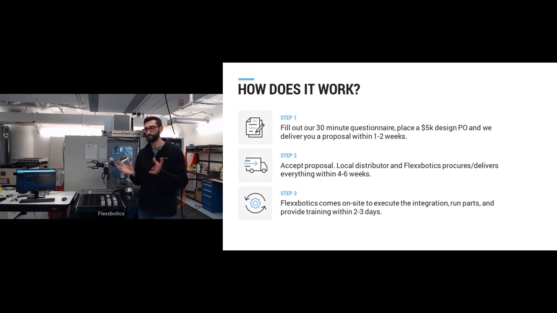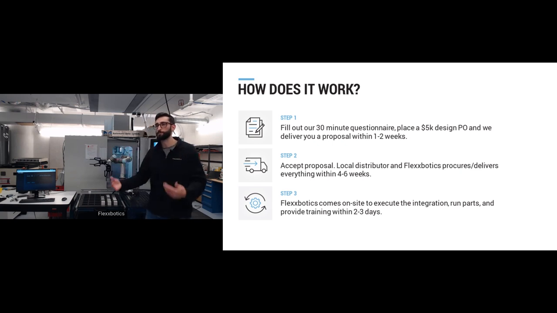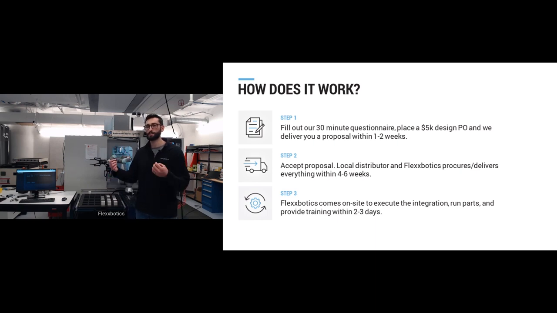So going through that process, you give us all the information around your CNC, your outcome, all that information. At that point, we'll tell you the feasibility, whether or not we can do it, and then provide you a budgetary proposal on what the cost will be. At that point, we basically require a 5K design PO to be placed. And then we move on to the final proposal, which comes within 1 to 2 weeks.